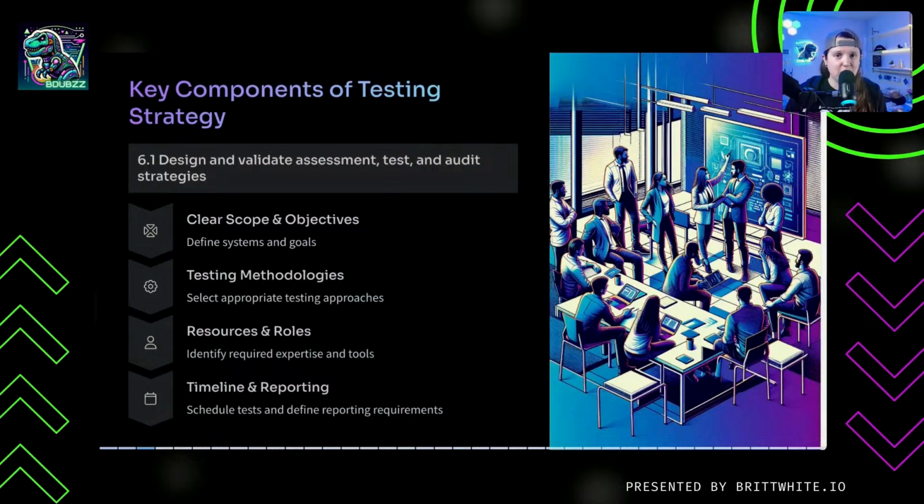Now, timing is critical. We need a realistic timeline that accounts for both testing and remediation, including scheduling tests during maintenance windows to minimize business impact. Finally, we must establish our reporting requirements. What format will the reports take? Who needs to see them? How will we communicate findings to our stakeholders? Clear reporting makes sure our testing efforts translate into actionable improvements.